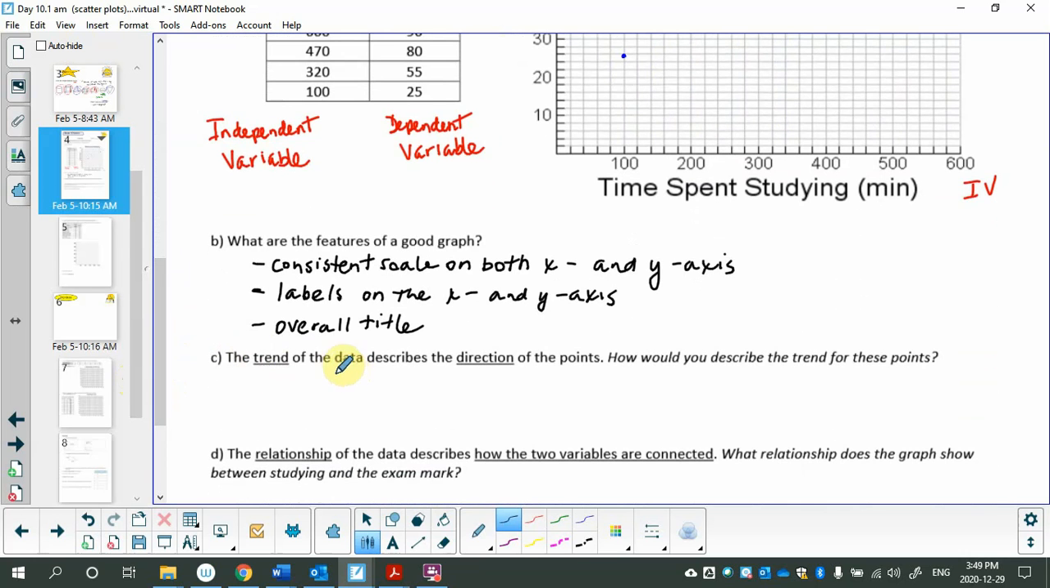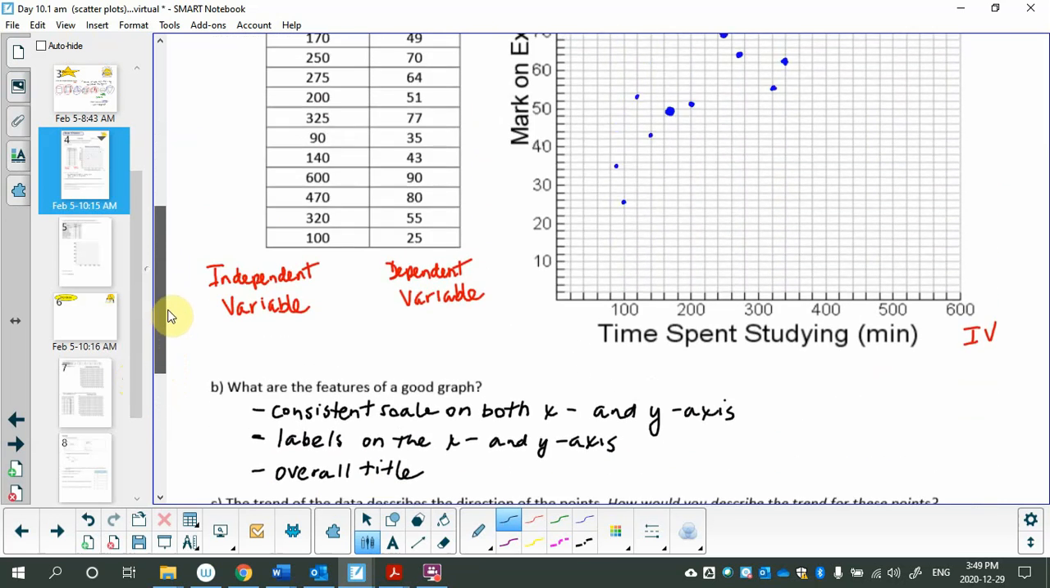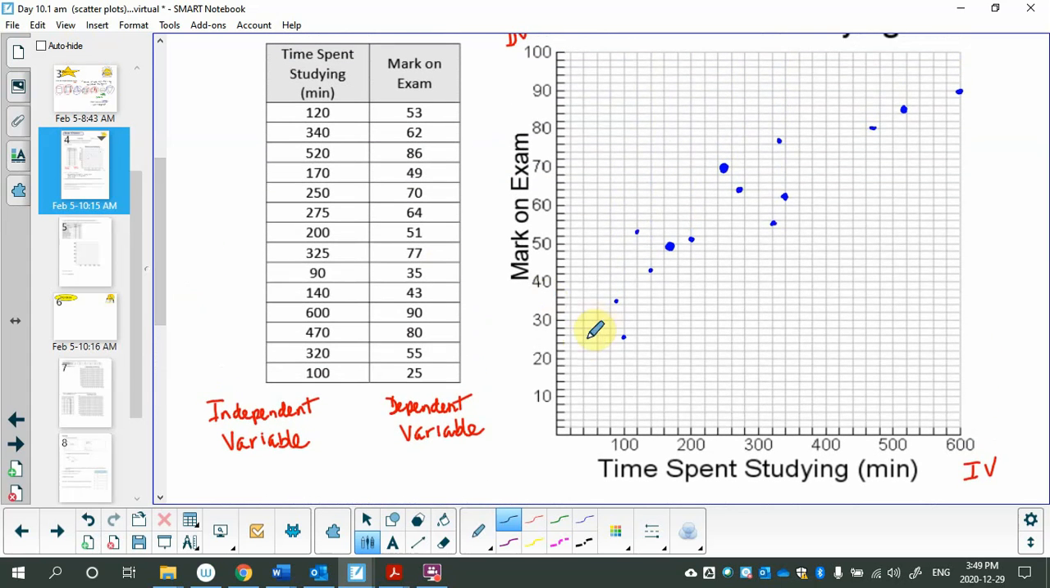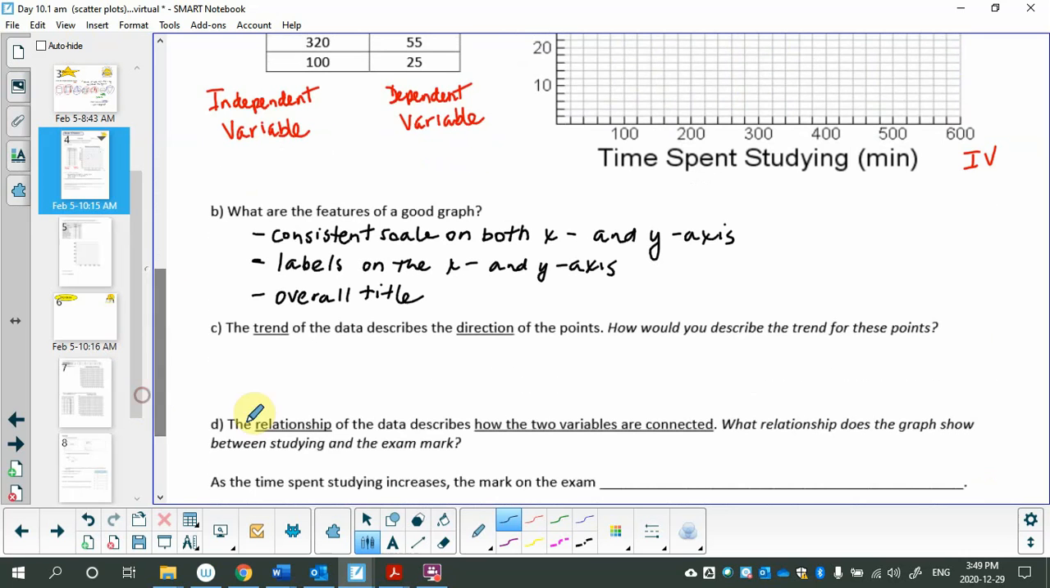Then the next question is the trend of the data, which describes the direction of the points. So how would you describe the trend for these points? I hope that you can look at these and see that all these things are going uphill. Starting from the left and going to the right, these points are going uphill. And that means that we get to say that this particular graph has an increasing trend.